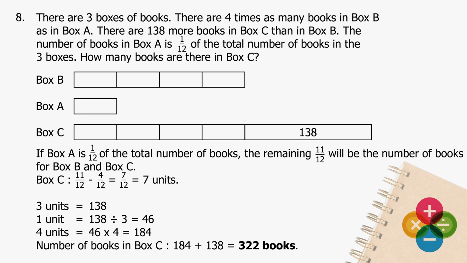divide 138 by 3, and the quotient is 46. 4 units will be, multiply 46 by 4, and the product is 184. The number of books in box C will be, add 184 to 138, and the sum is 322 books. There are 322 books in box C.